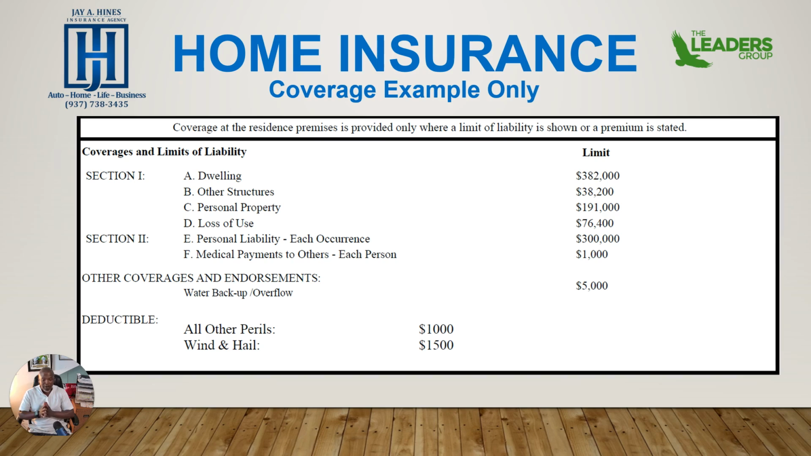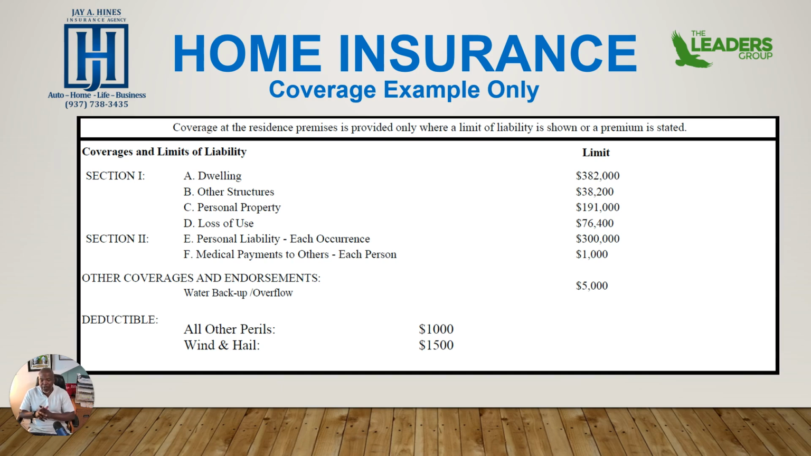So first, let's start with A, dwelling. This is basically the cost to rebuild your house. Now there's a difference between retail costs and reconstruction costs. The insurance company will go by the reconstruction cost. That's the cost to rebuild your home stick by stick. Now, if the rebuild cost is less than the loan amount, we can always add extended replacement coverage. So don't fear, we can easily take care of that if that becomes an issue.